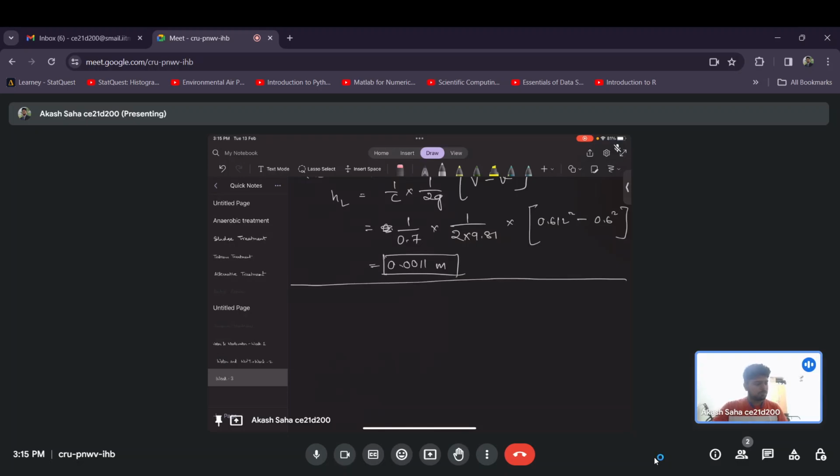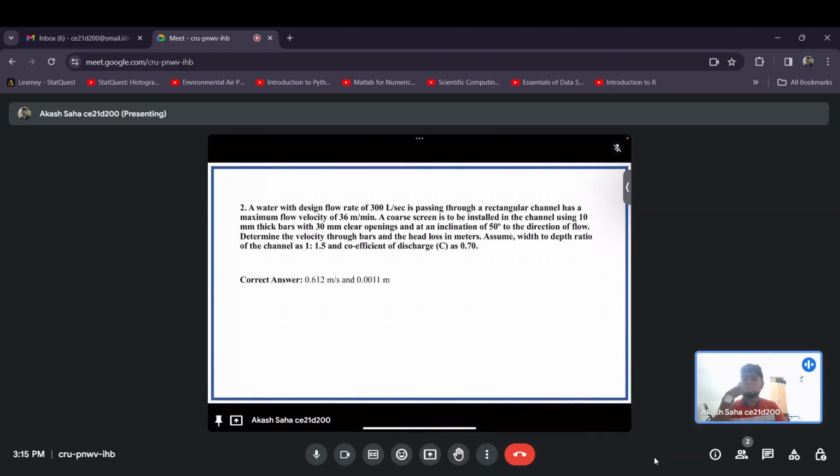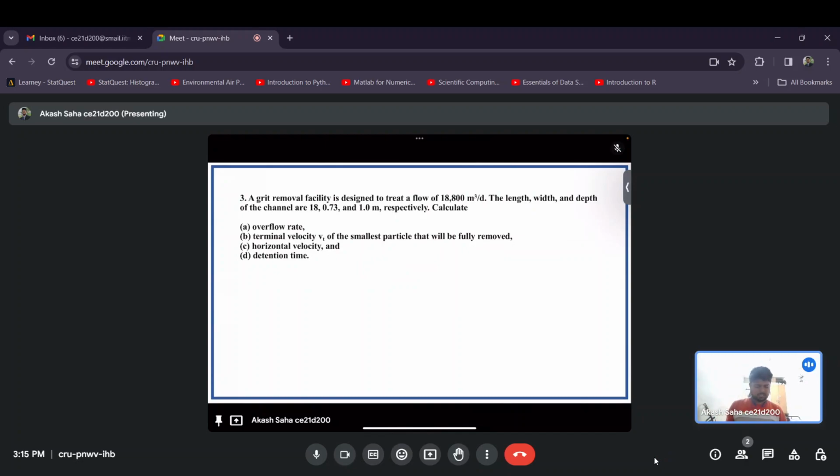Okay, so we will solve one more problem. So these were the answers of this question. So one more problem. It says that a grit removal facility is designed to treat a flow of 18,800 meter cube per day. The length, width, and depth are given as 18, 0.73, 1 respectively.